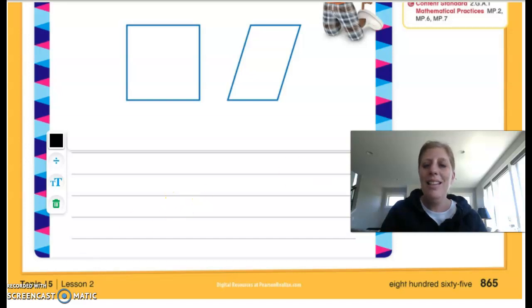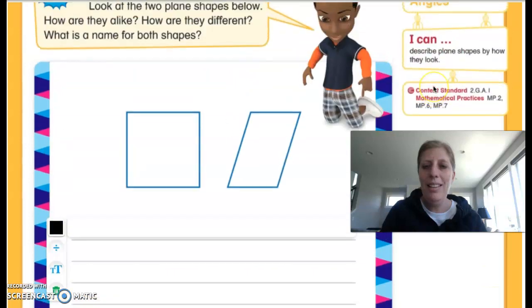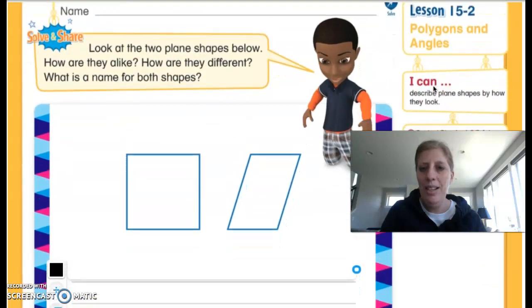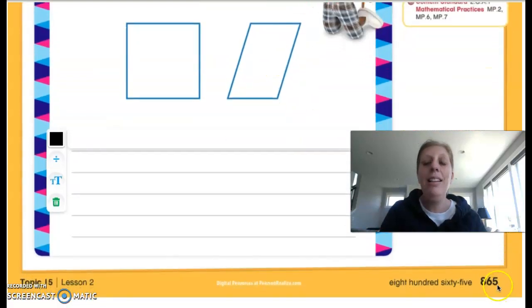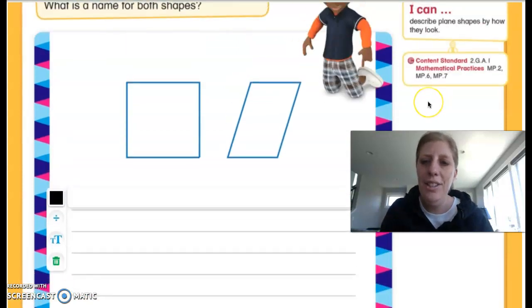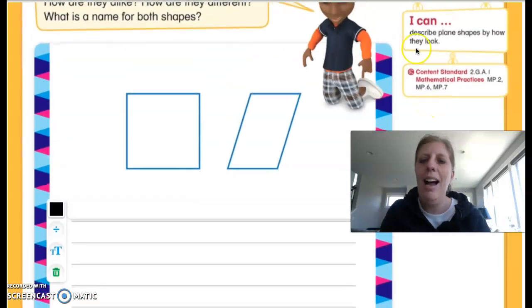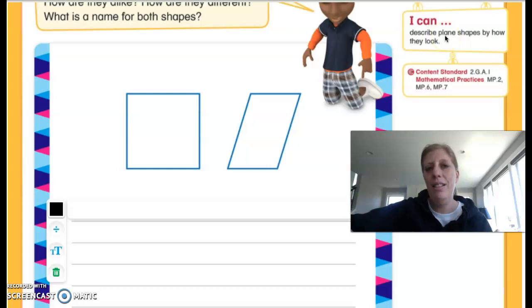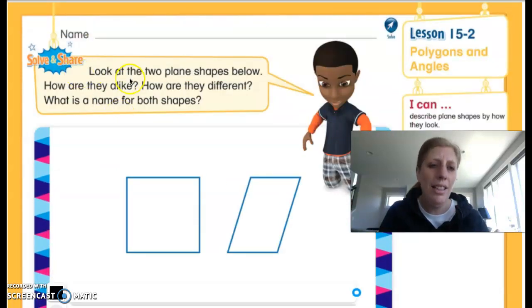Hello, second graders. Today we are going to work on lesson 15-2, and it starts on page 865. After today's lesson, you'll be able to say, I can describe plane shapes by how they look. Remember, plane shapes, this is the kind of plane that's like an airplane, but it means like on a flat surface, two-dimensional. All right, let's take a look at the solve and share.